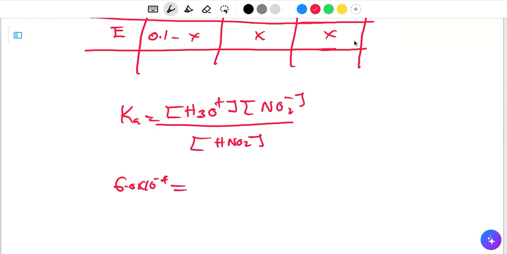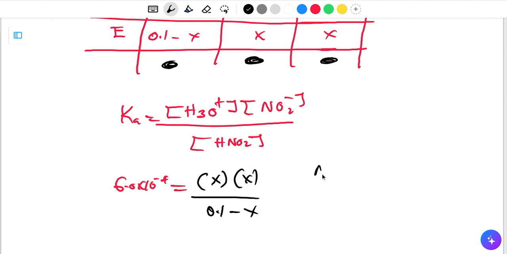So here we are going to focus on the equilibrium part. What do we have on the equilibrium? So remember, this is nitrous acid. This is the hydronium ion, and this is the nitrogen oxide ion. So in terms of hydronium ion and nitrogen oxide ion, we just have x and x. Then on the down part we have 0.1 minus x. So here you need to assume that the value of x is less than 0.1. So if it is less than 0.1, meaning you can work out with this one.